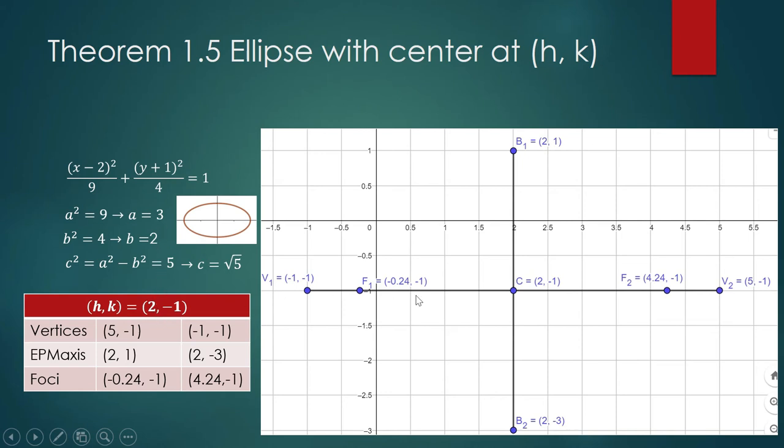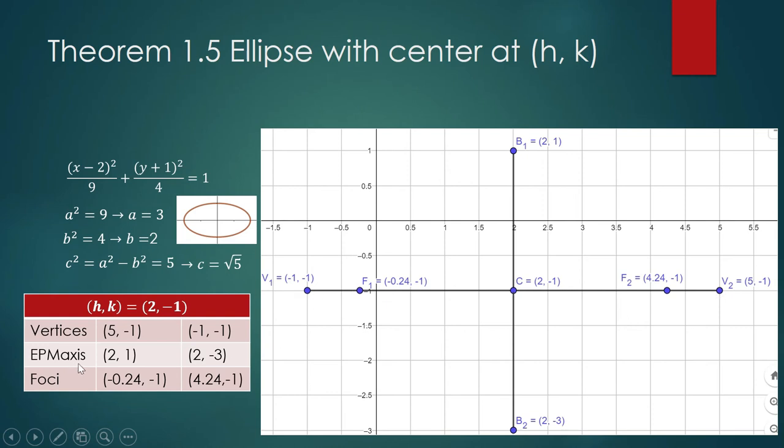So horizontally, this is our center, (2, negative 1). Horizontally, we add 3: 1, 2, 3. And we add negative 3: negative 1, negative 2, and then negative 3. So that is like 2 plus negative 3. Those now are the two vertices.